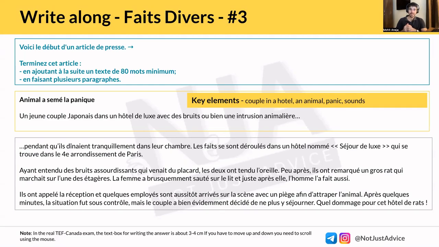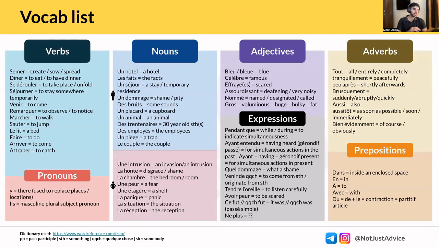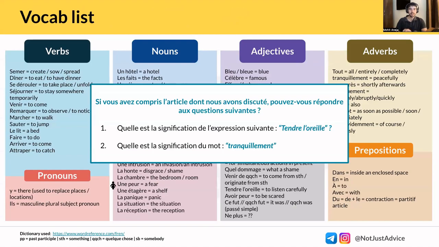Let's talk about the bonuses that I discussed in the beginning of this video. The first is, as usual, the vocabulary list of this lesson, which you can refer to by pausing this video here. I have two questions for you, which you will be able to answer if you paid attention in this lesson. The first question is, quelle est la signification de l'expression suivante, tendre l'oreille? Can you answer this question? The second question is, quelle est la signification du mot tranquillement? Tranquillement. Can you answer these two questions in the comment section?